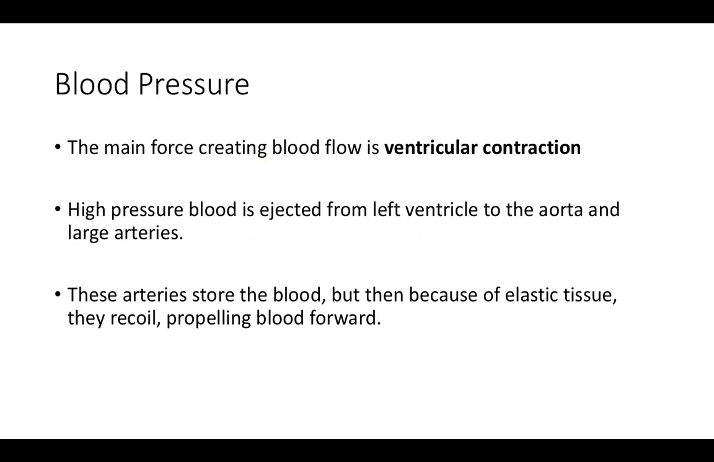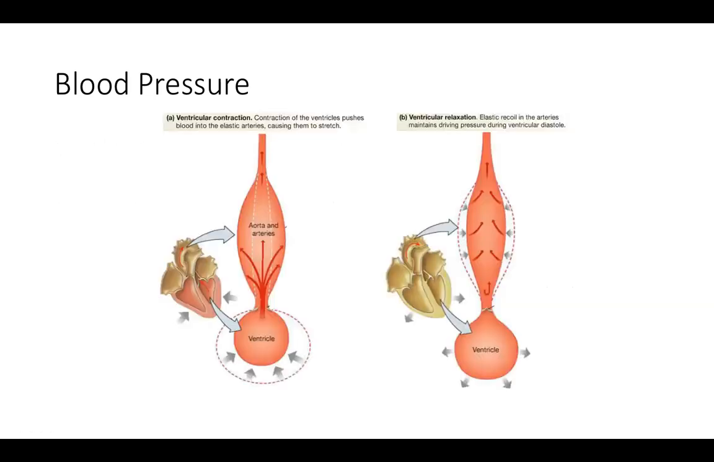It's because that blood goes into them. That elastic tissue allows those arteries to expand and hold on to the blood. But eventually that elastic tissue is going to recoil back. When the elastic tissue recoils back, it propels the blood forward into the more distal regions, eventually getting to the level of the capillaries and each individual tissue.